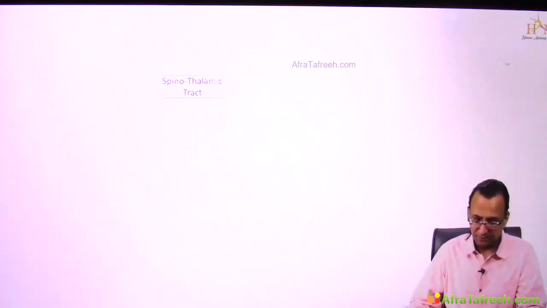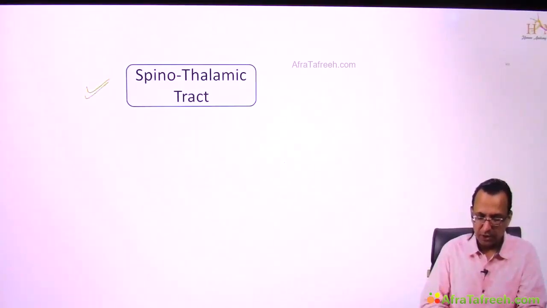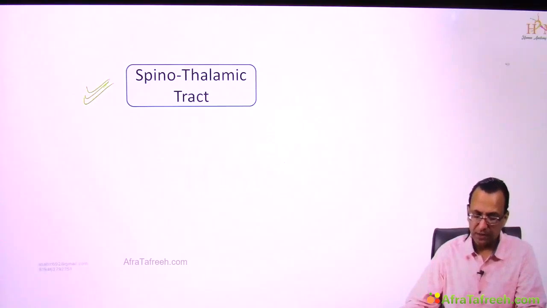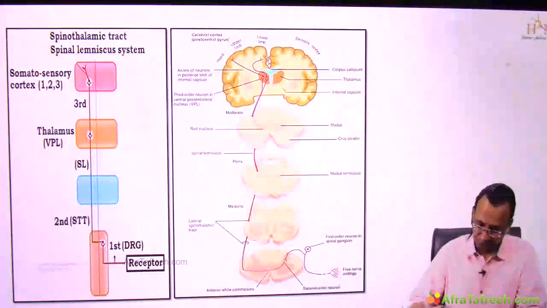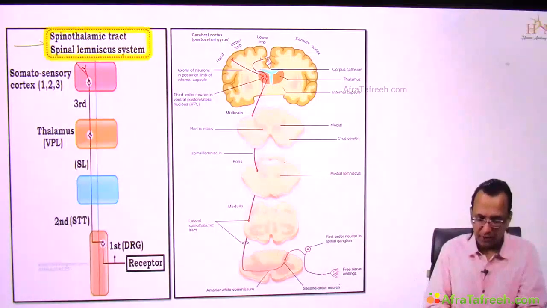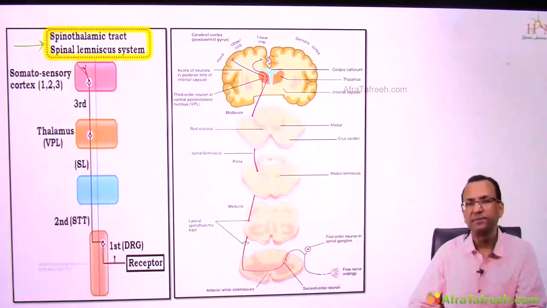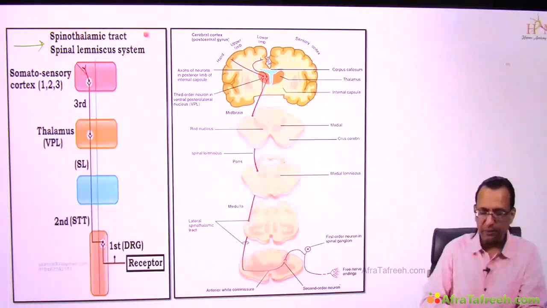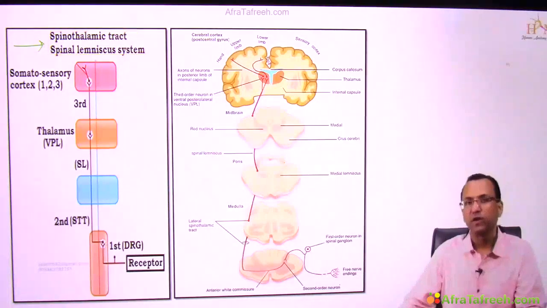And let us discuss the details now. So you want to discuss the details of the lateral spinothalamic tract? Yes. Okay, let us do that. And as you are doing that, you'll find this is the diagram. The spinothalamic tract: the first order neuron, and the spinal lemniscal system is the second order neuron.